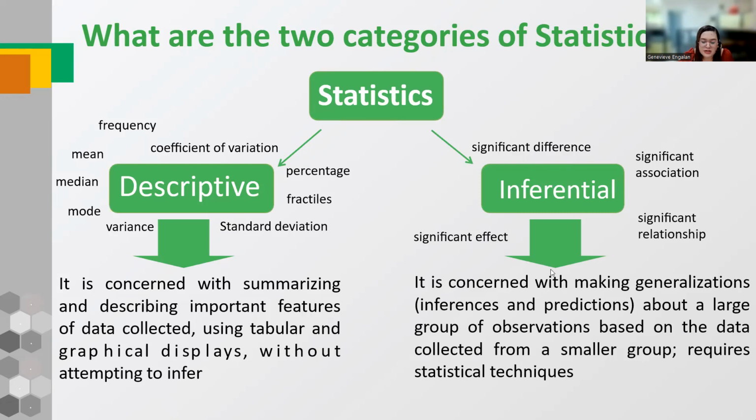So it is concerned with making generalizations or inferences and predictions about a large group of observations based on the data collected from a smaller group. So this requires statistical techniques. So we have descriptive and inferential. Descriptive, its purpose is to describe your data.